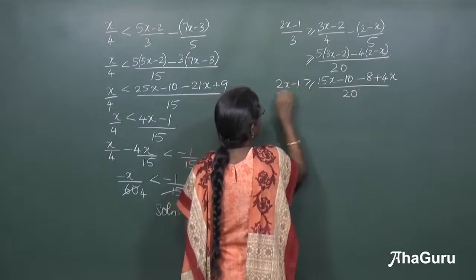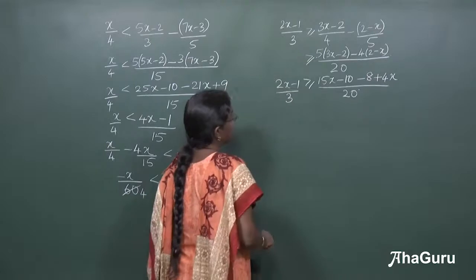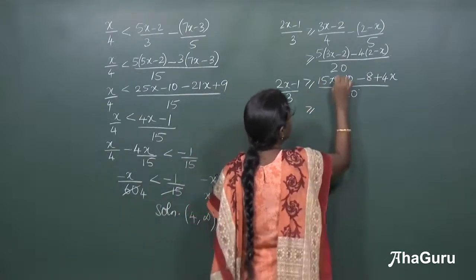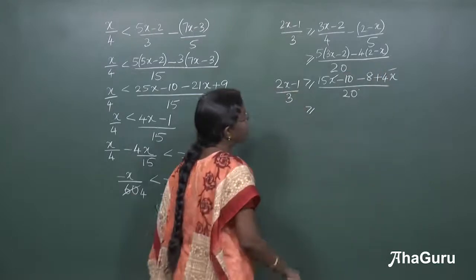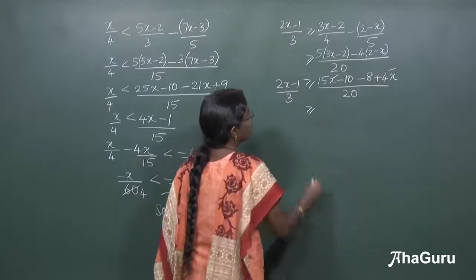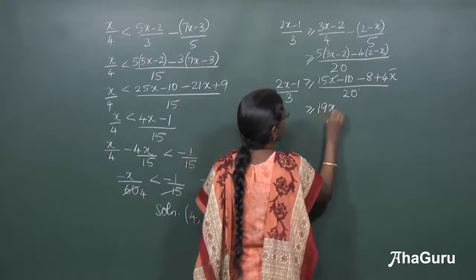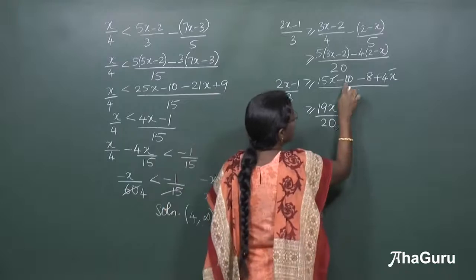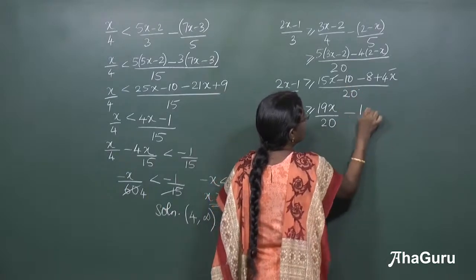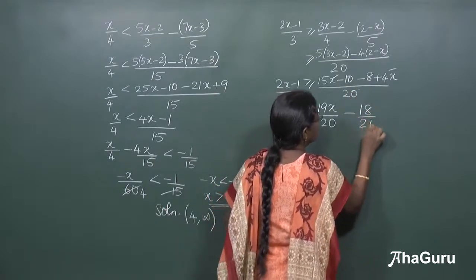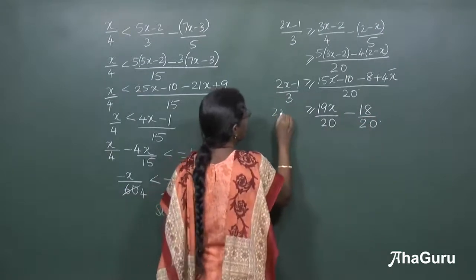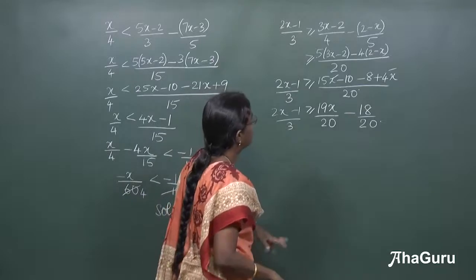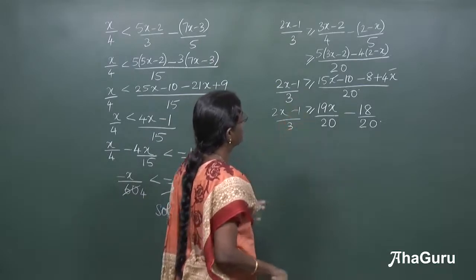On the left we have 2x minus 1 by 3. So what does this simplify to? It is greater than or equal to these two together. It becomes 19x, correct? So the first term I'll split and write as 19x by 20. And these two together, it's minus 18 divided by 20. This side I have 2x minus 1 by 3. Will that be okay? Right.